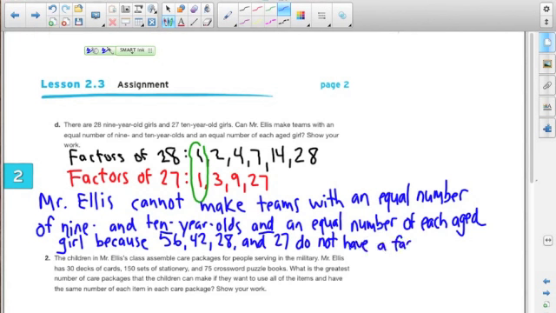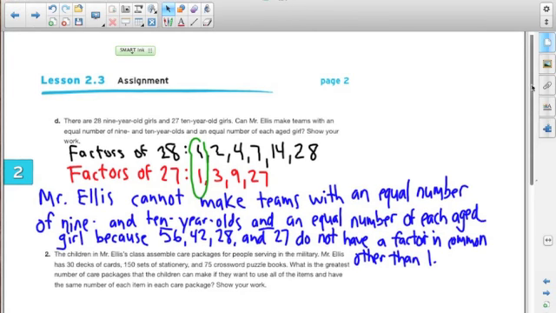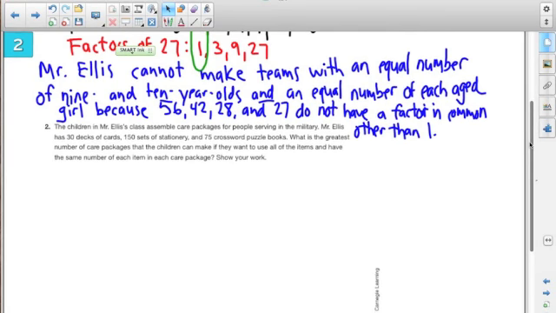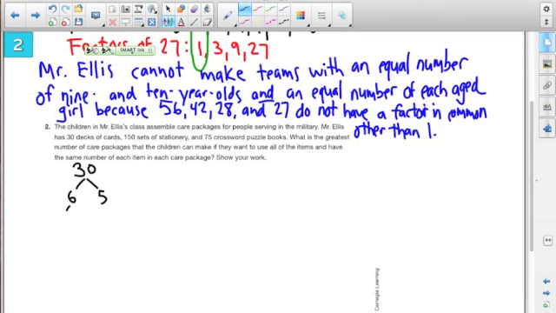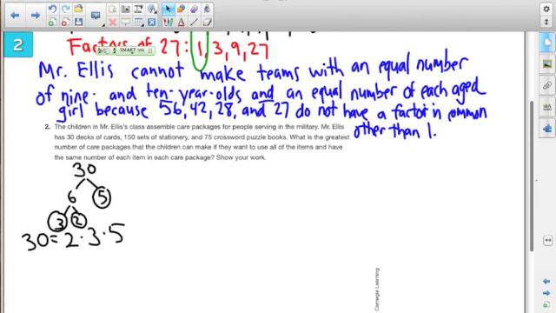Notice how all of these problems are about breaking them up into smaller parts or dividing them into smaller parts. Whenever we're finding the greatest common factor, we are always dividing into smaller parts. Now for number 2, notice how they went from A, B, C, D to a number 2, so a different type of problem a little bit.